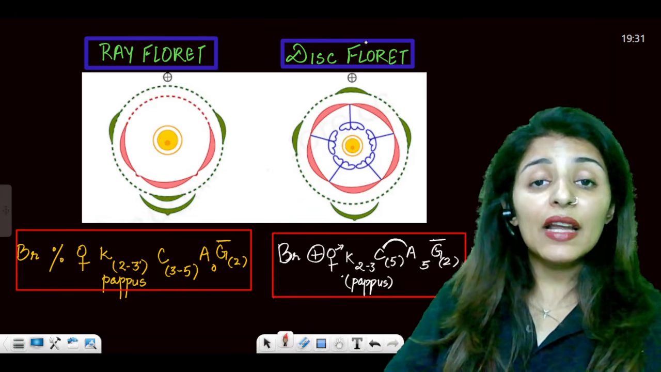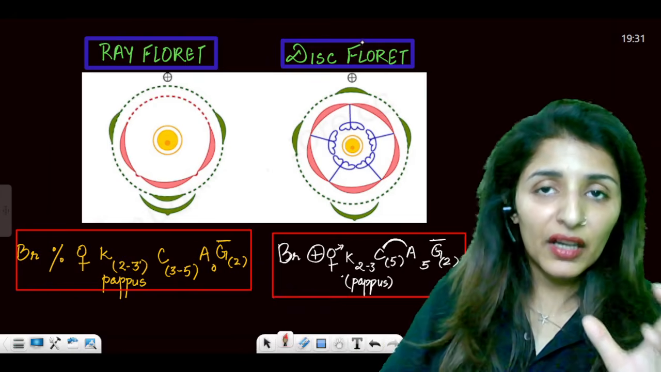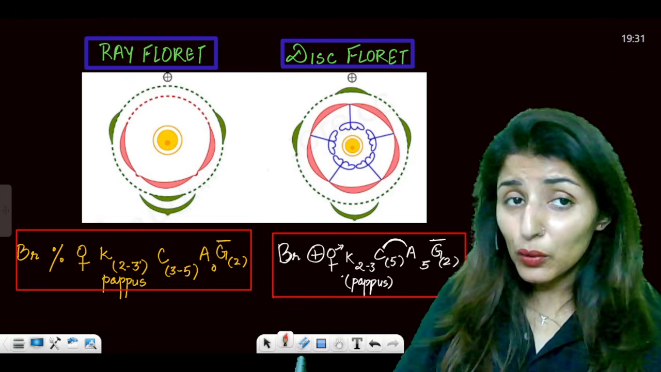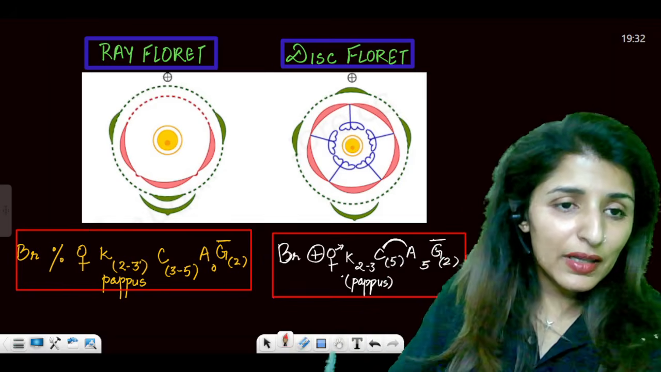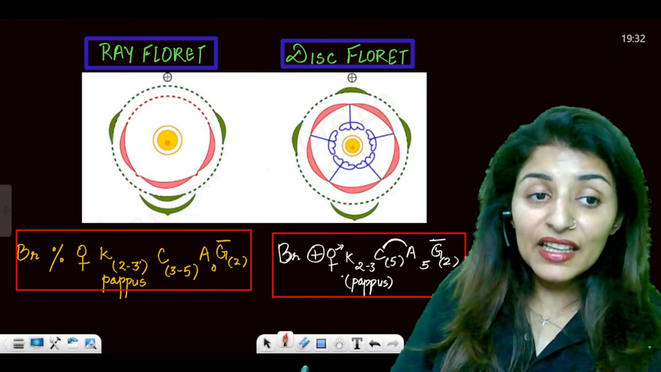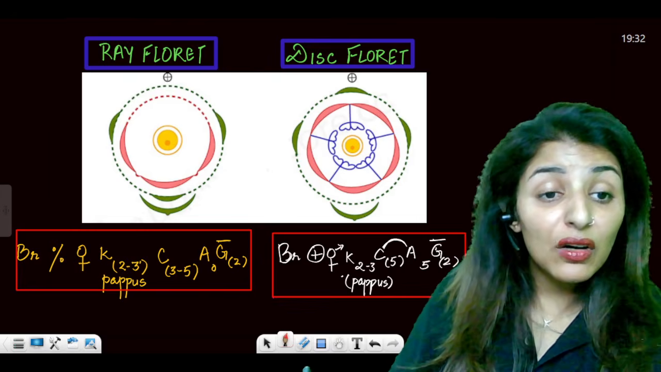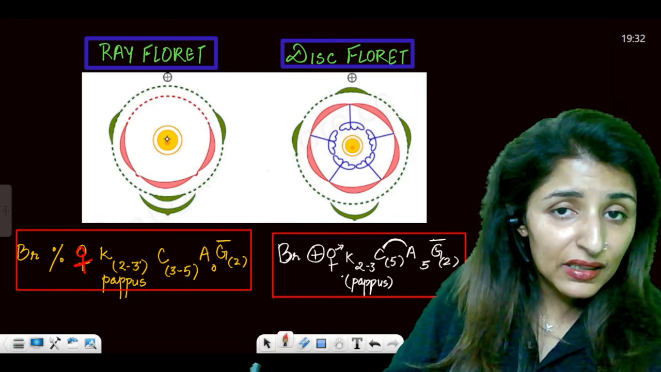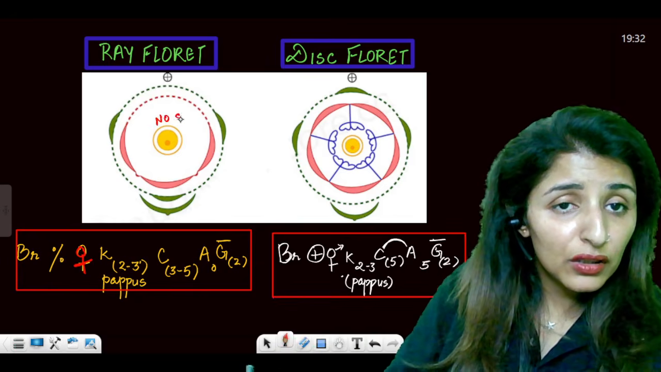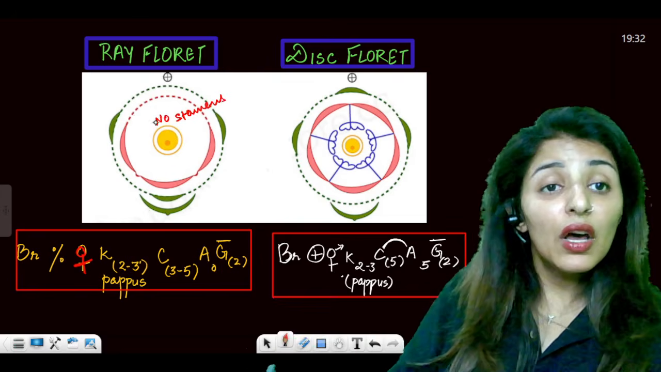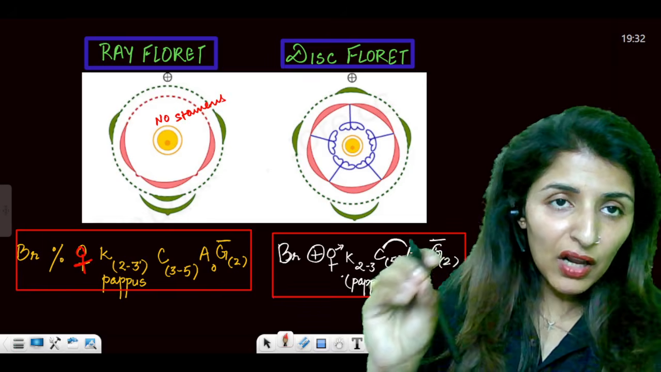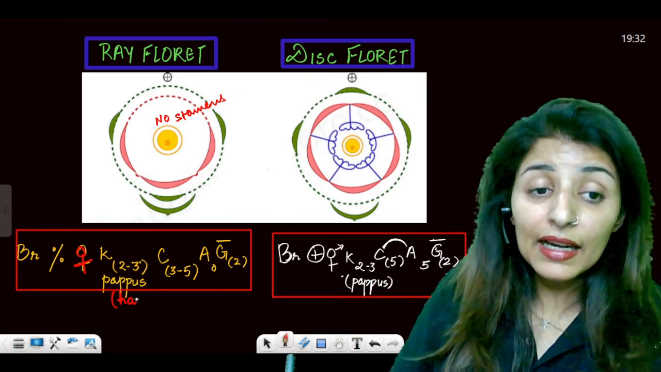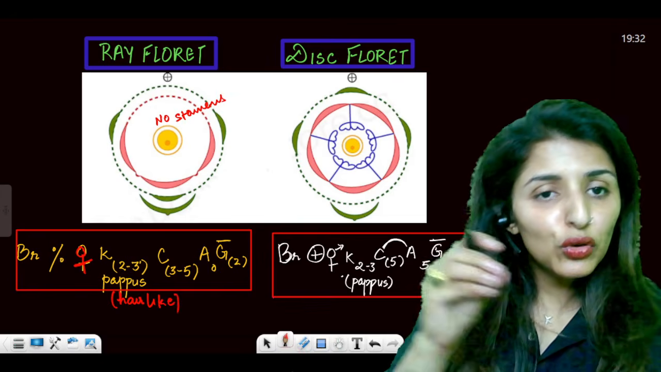Now both ray floret and disc floret have different types of arrangement, different types of structures. Coming directly onto the formula. See, ray florets, which are the outer ones, have a bract. They show zygomorphic symmetry. They are female flowers, pistillate flowers. They don't have the male part. You see this? There are no stamens shown here. No androecium. So ray florets are strictly pistillate flowers or female flowers. Now, the calyx here is hair-like, and for hair-like calyx we use the term pappus. They can be 2 to 3 in number.